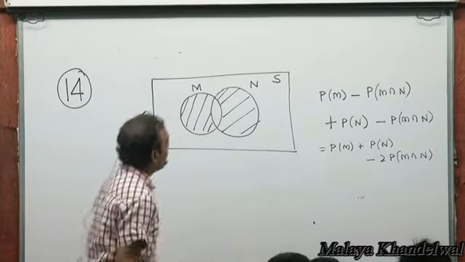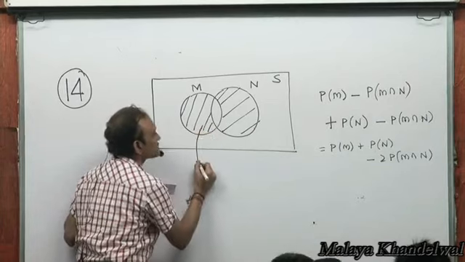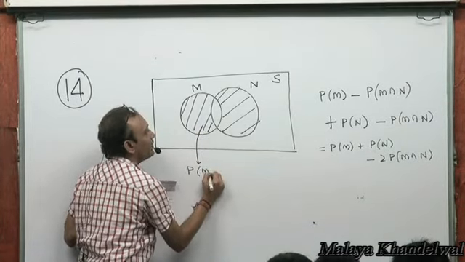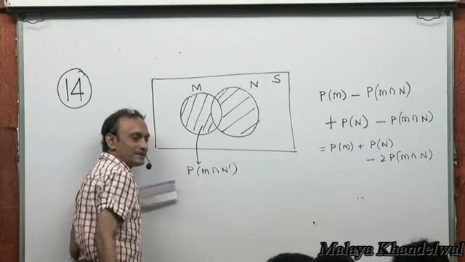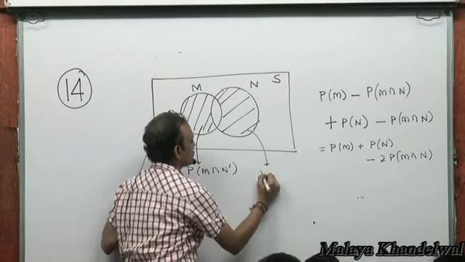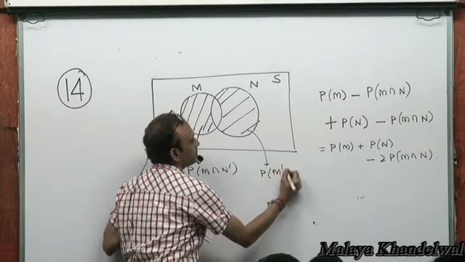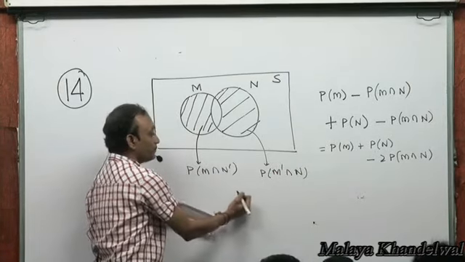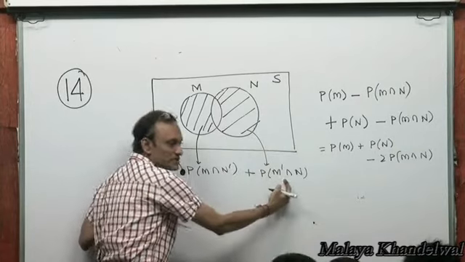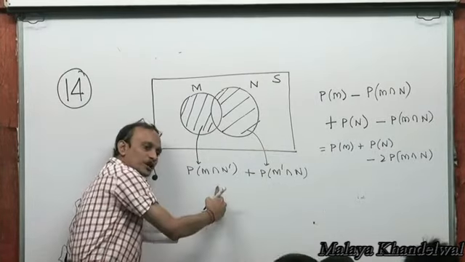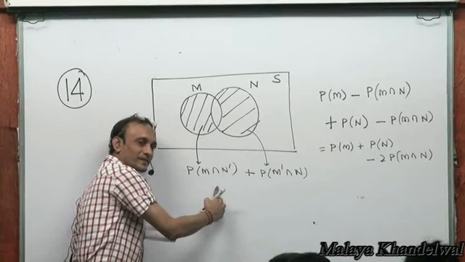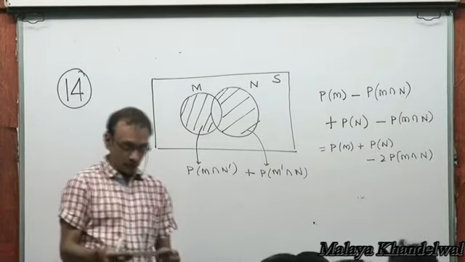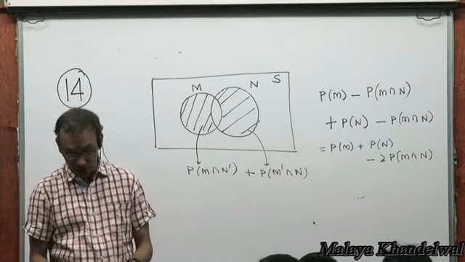Clear? Now also, what is this region? This is M intersection N complement. What is this region? M prime intersection N. Right? That means this region is also this plus this. So this must be actually equal to this. Yes or no? Clear? So option A is right.